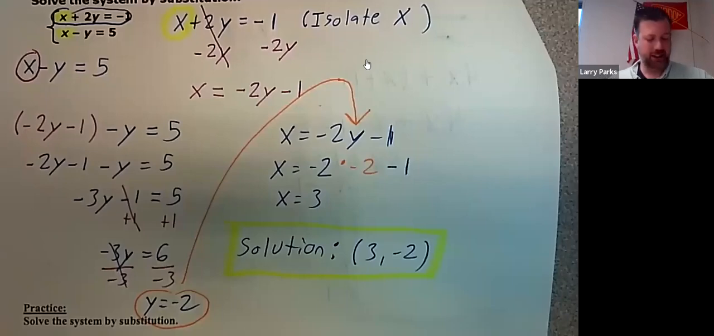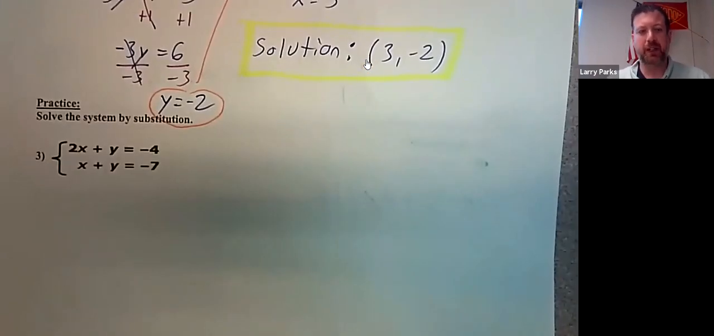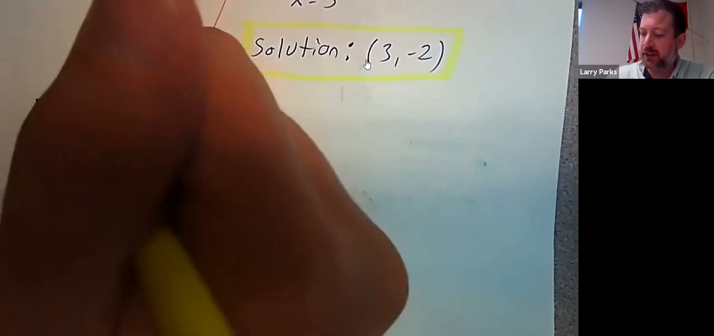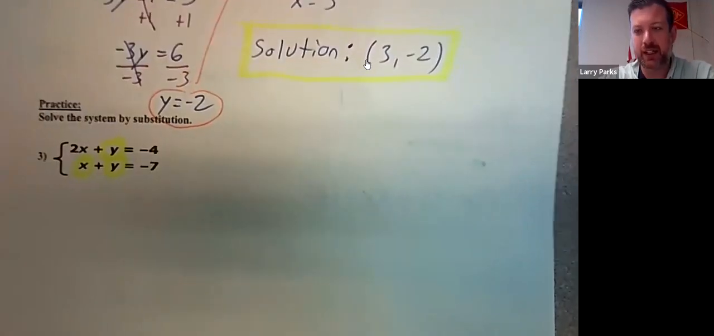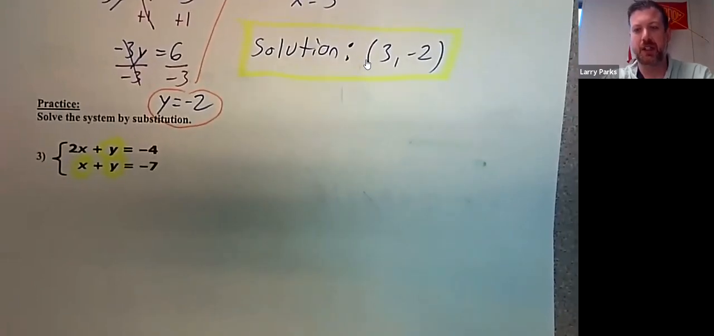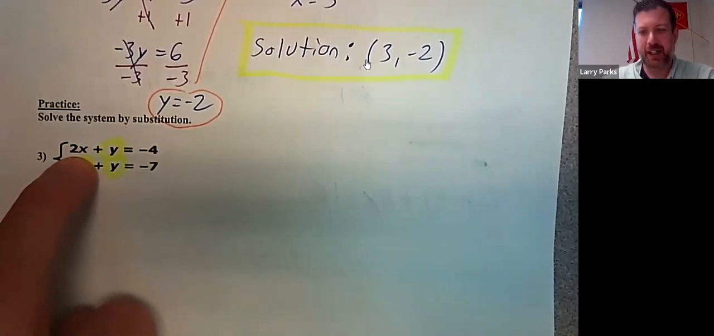All right, so let's go ahead and at the very least set up another one. This one, what would be a good variable to isolate for? You could isolate for y, or x. Any of those three would work. Let's not solve this one. It's not that interesting, but I would not isolate for this x. By isolate, I mean get by itself.